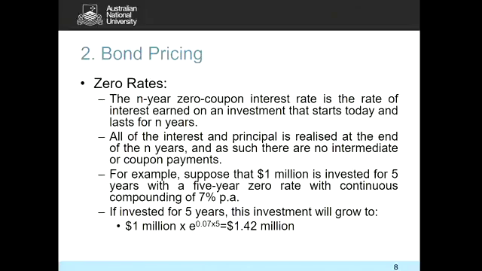Okay, zero rates. So zero rates are like zero coupon bonds. You have an initial selling of a bond, and then you agree to pay back its face value at the end. So just like in foundations of finance, to work out the bond price, you just found the present value of the face value of the bond.